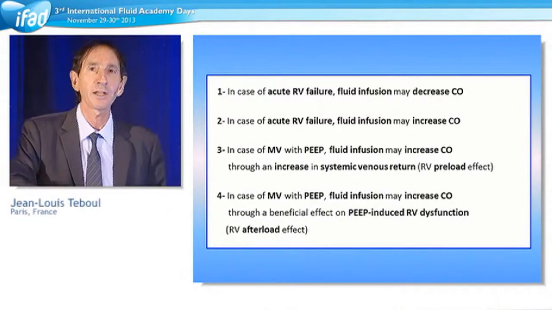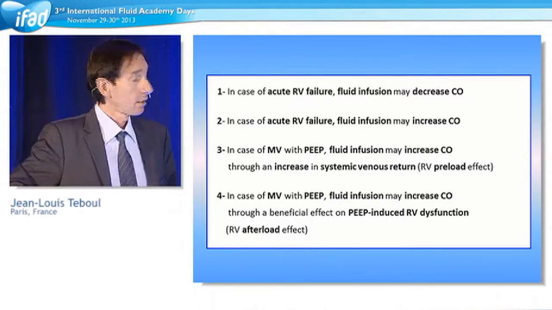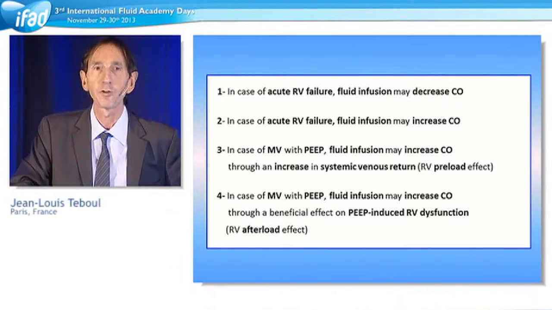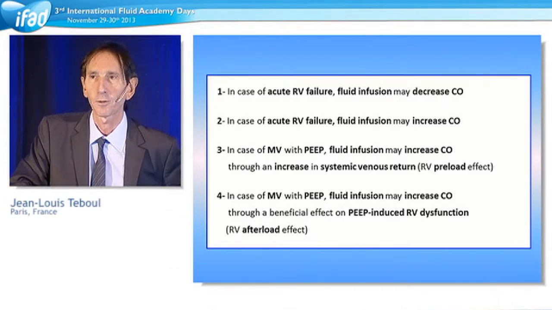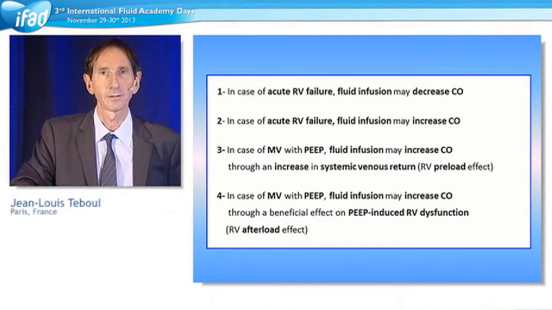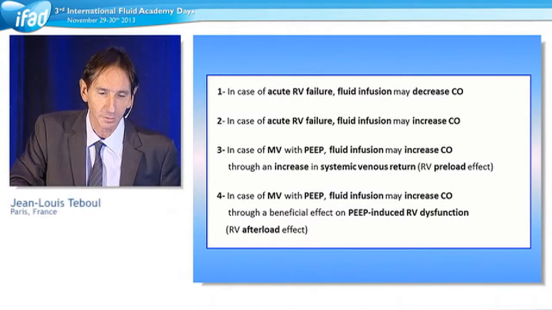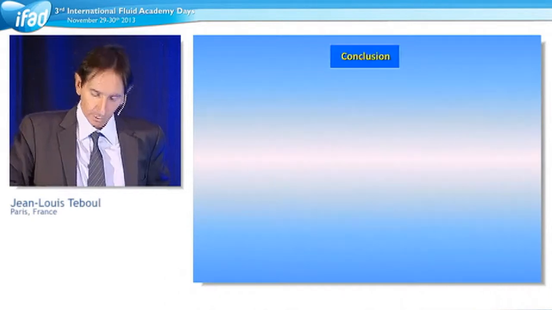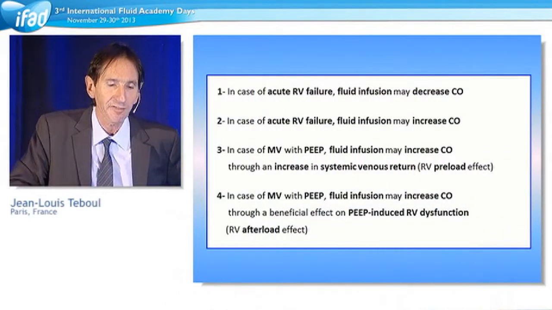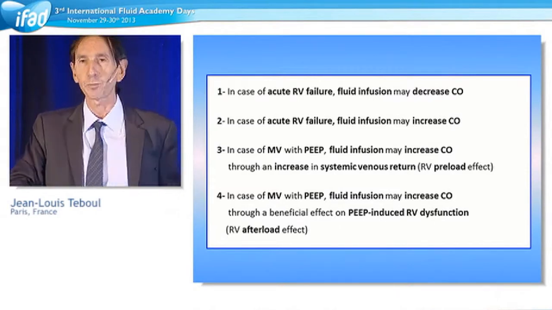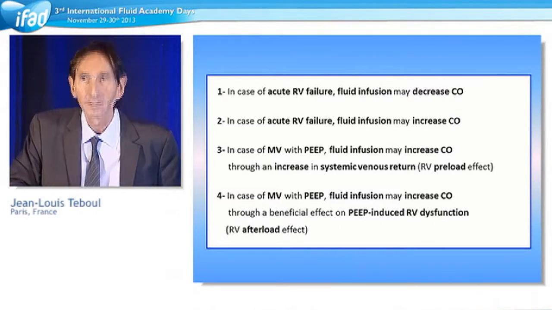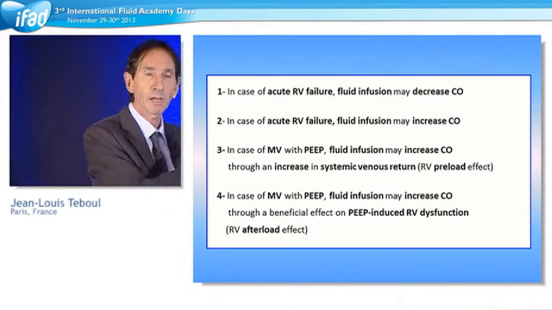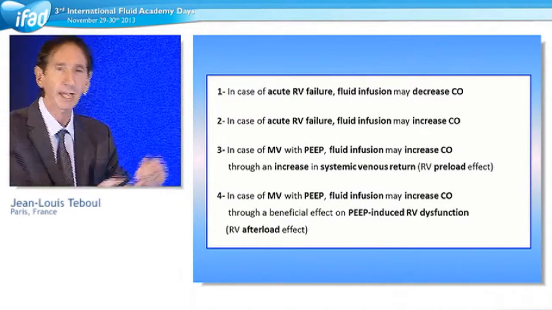So my question again, before finishing this talk: in case of acute right ventricular failure, fluid infusion may decrease cardiac output. Who votes for that? Yes, it can. It can decrease cardiac output because of the interdependence phenomenon. In case of acute right ventricular failure, fluid infusion may increase cardiac output. Yes, it can, because in some patients with acute right ventricular failure, there is some hypovolemia. You can improve cardiac output by giving fluid.